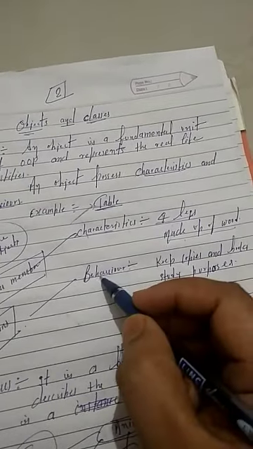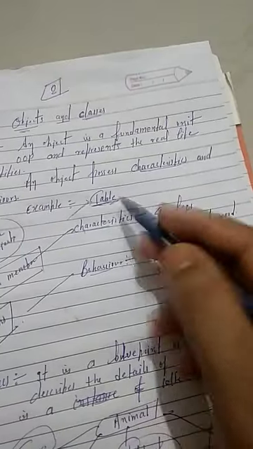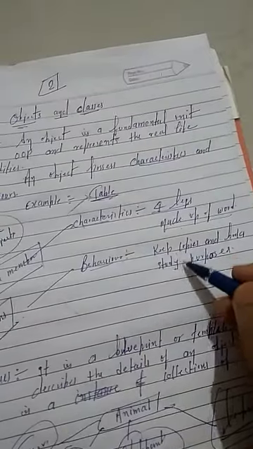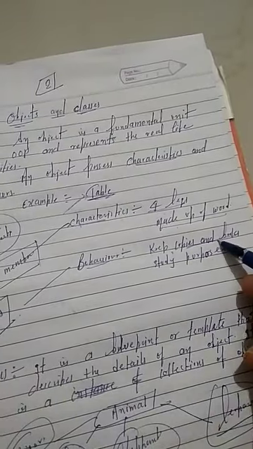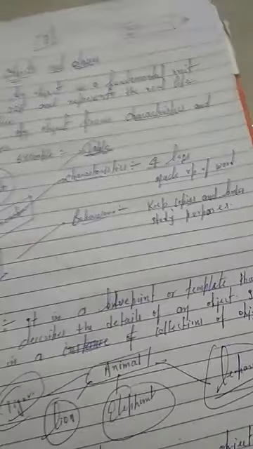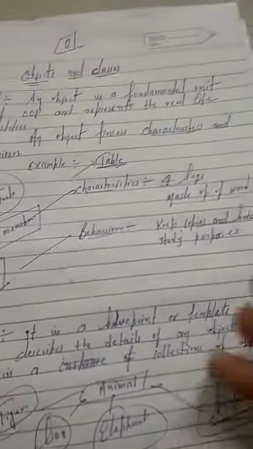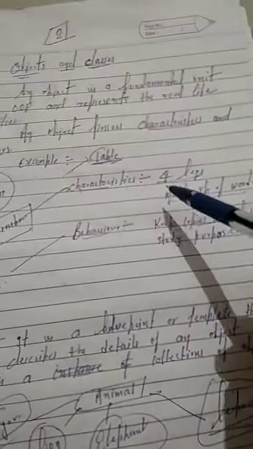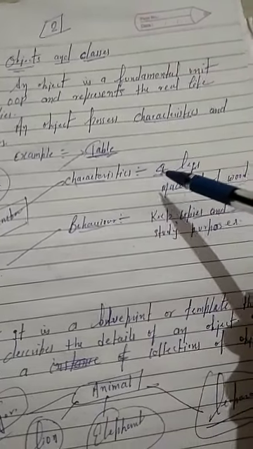And what is the behavior? In behavior, we tell about the use of the table. So what is the use of that particular table? It is used to keep copies and books, and used for study purposes. Now this is about the real world or real life entities.